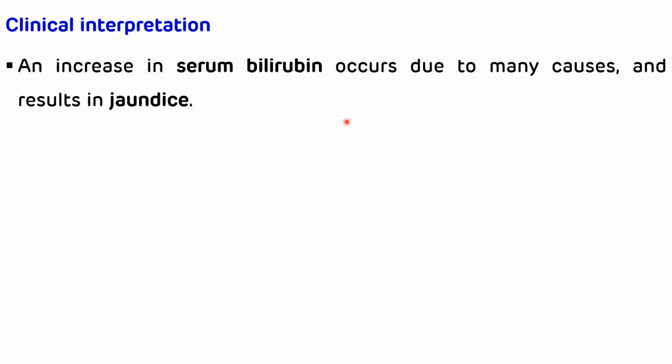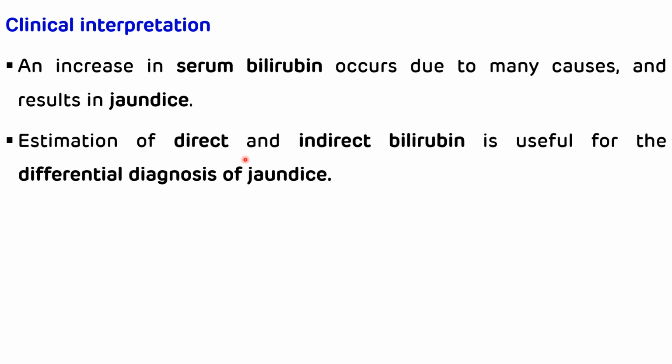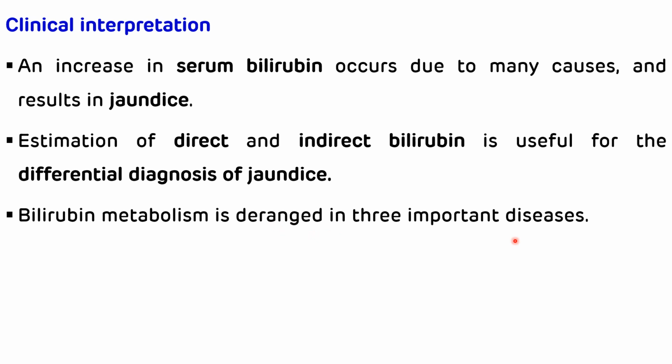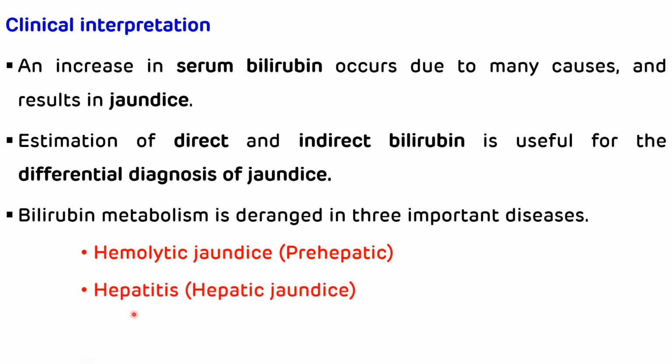Now clinical interpretation. An increase in serum bilirubin occurs due to many causes and it results in jaundice. Estimation of direct and indirect bilirubin is useful for the differential diagnosis of various jaundice. Bilirubin metabolism is deranged in three important diseases. The first one is hemolytic jaundice, that is prehepatic jaundice. The second one is hepatitis, that is hepatic jaundice. And the third one is obstructive jaundice, that is post-hepatic jaundice.